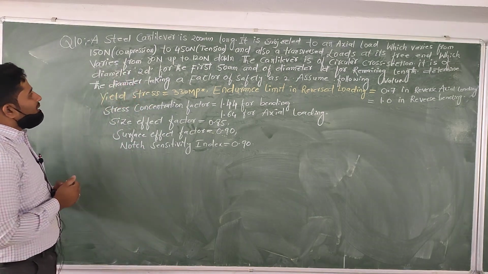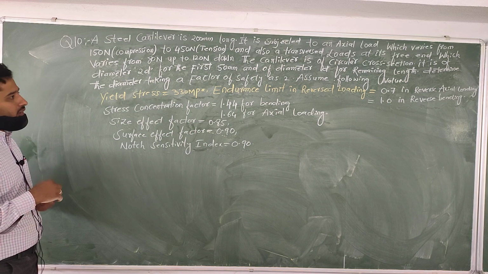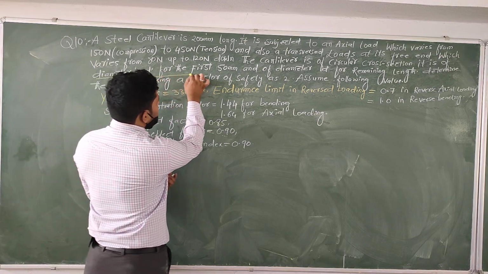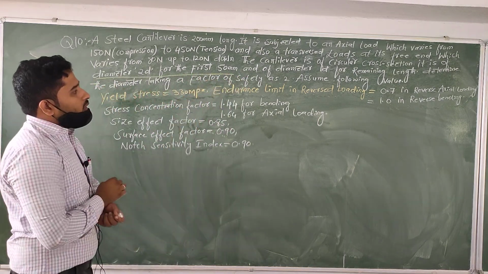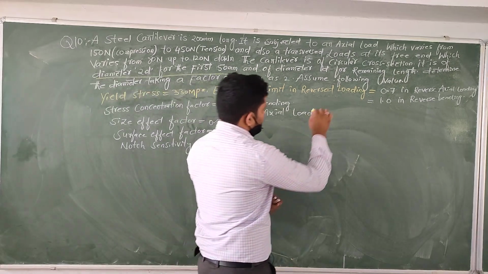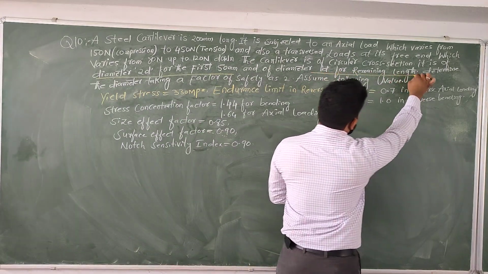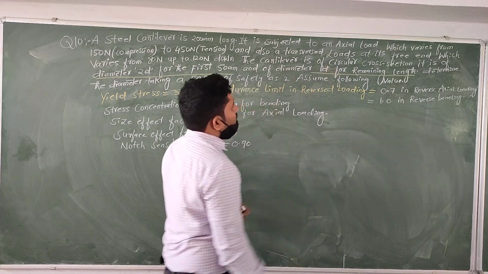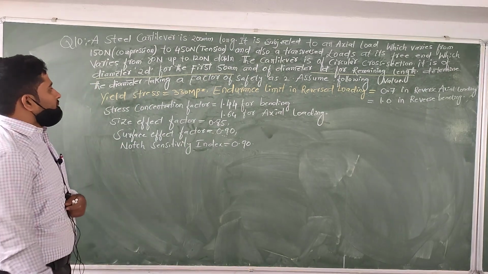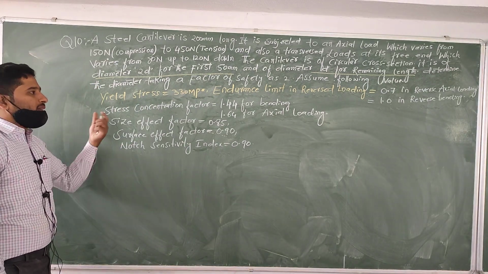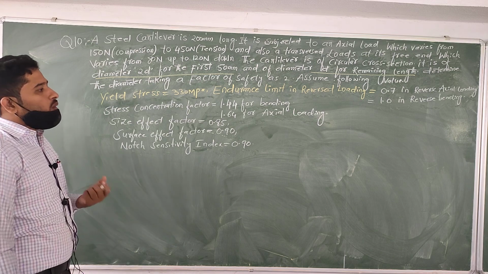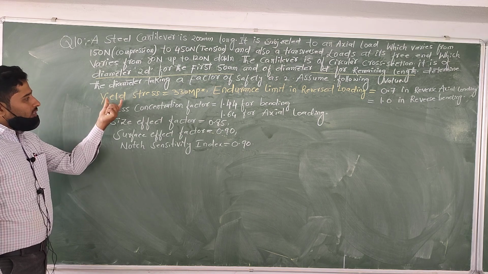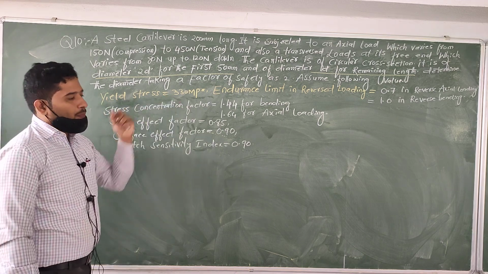Its diameter is 2d for the first 50 mm, and diameter d for the remaining length. The remaining length has diameter d. Determine the diameter d, taking a factor of safety of the material as 2. Assume the following values. The yield stress of the material is 330 megapascal.